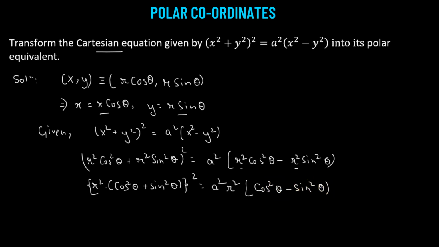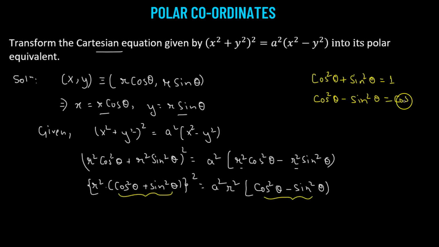Now we have two identities here. The first identity being cosine squared theta plus sine squared theta. Now this is a standard identity with a value equals to 1. And we have the other identity, which is cosine squared theta minus sine squared theta. So this is cosine of 2 theta.